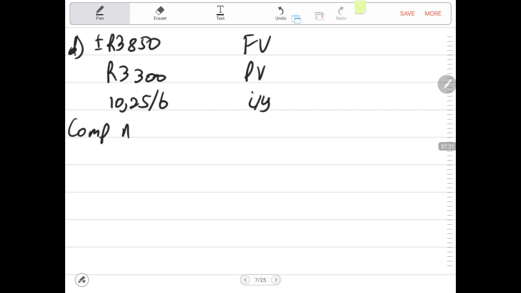10.25 divided by 6 will be our interest. And what are we looking for? Compute N. Now we get our N as 9.100312173. Then we need to divide this by 6 in order for us to get to the number of years. We divide this by 6.